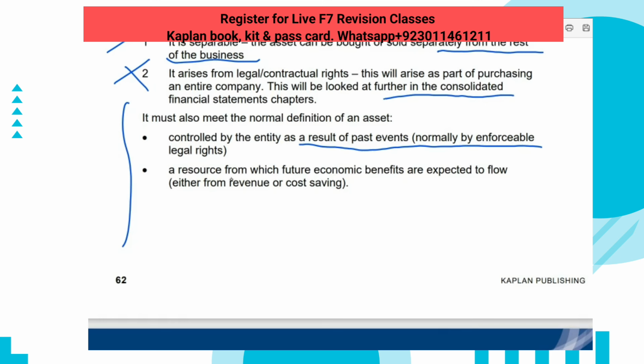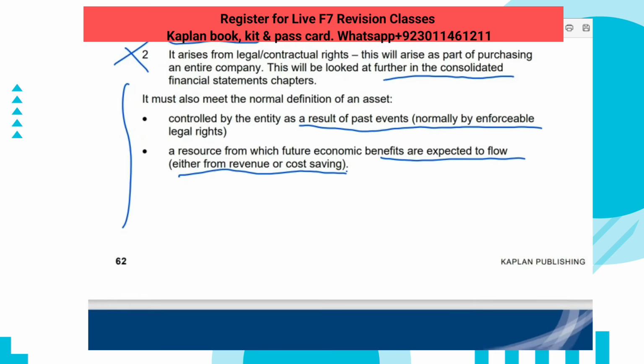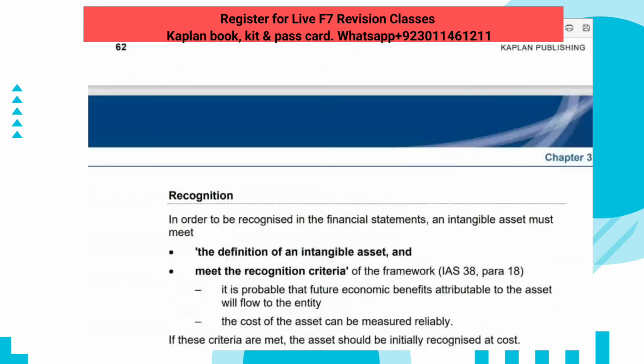Second, a resource from which future economic benefits are expected to flow, either from revenue or cost saving. Definitely. So if you are taking any brand, or if you are taking any franchise, economic benefit will definitely flow. It fulfills the criteria.